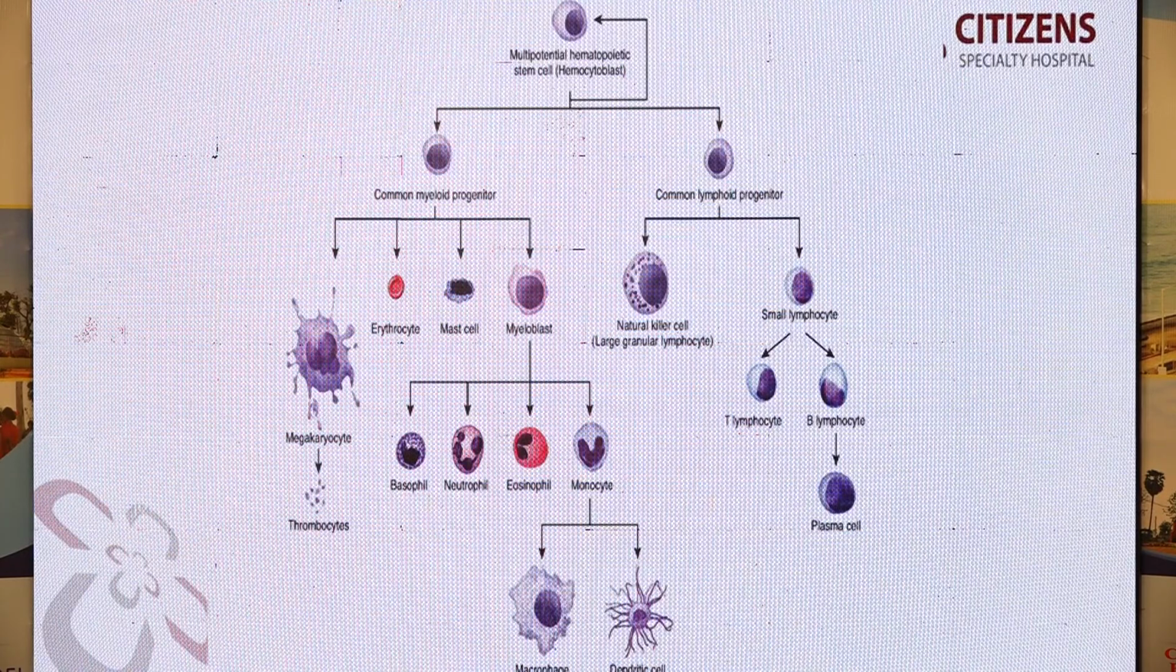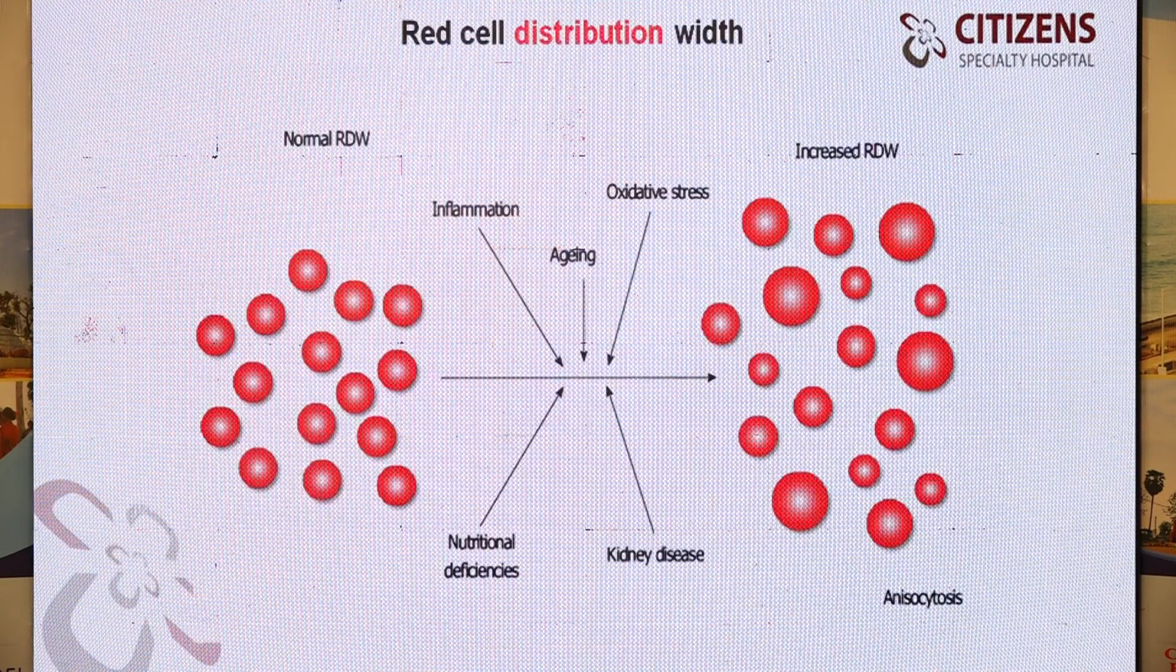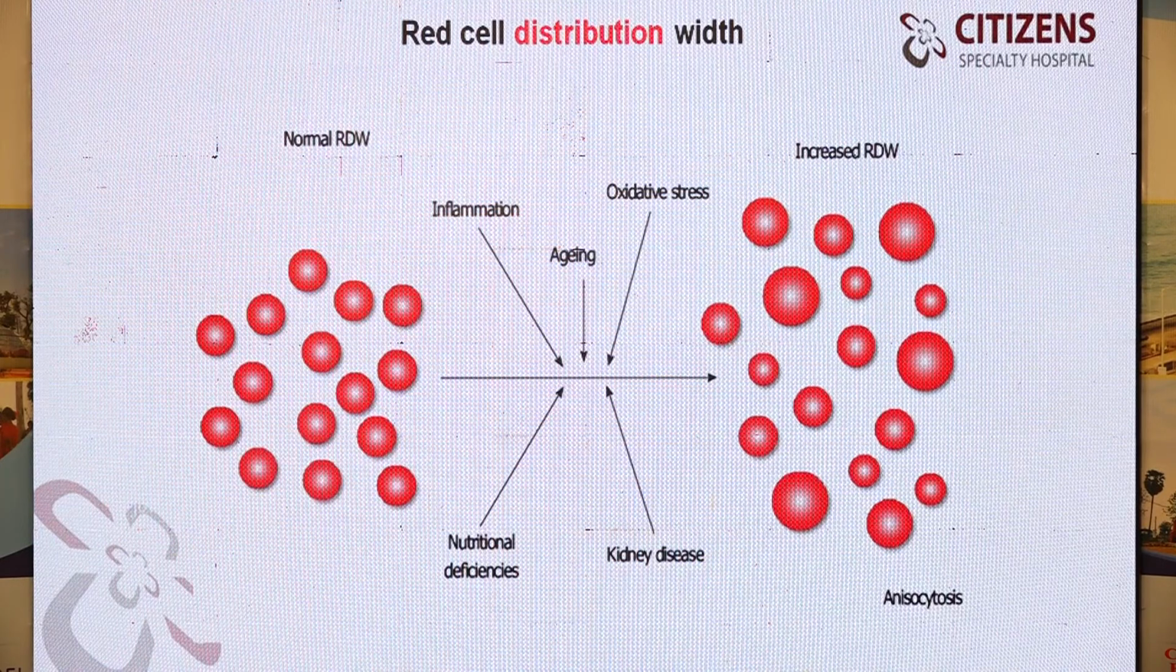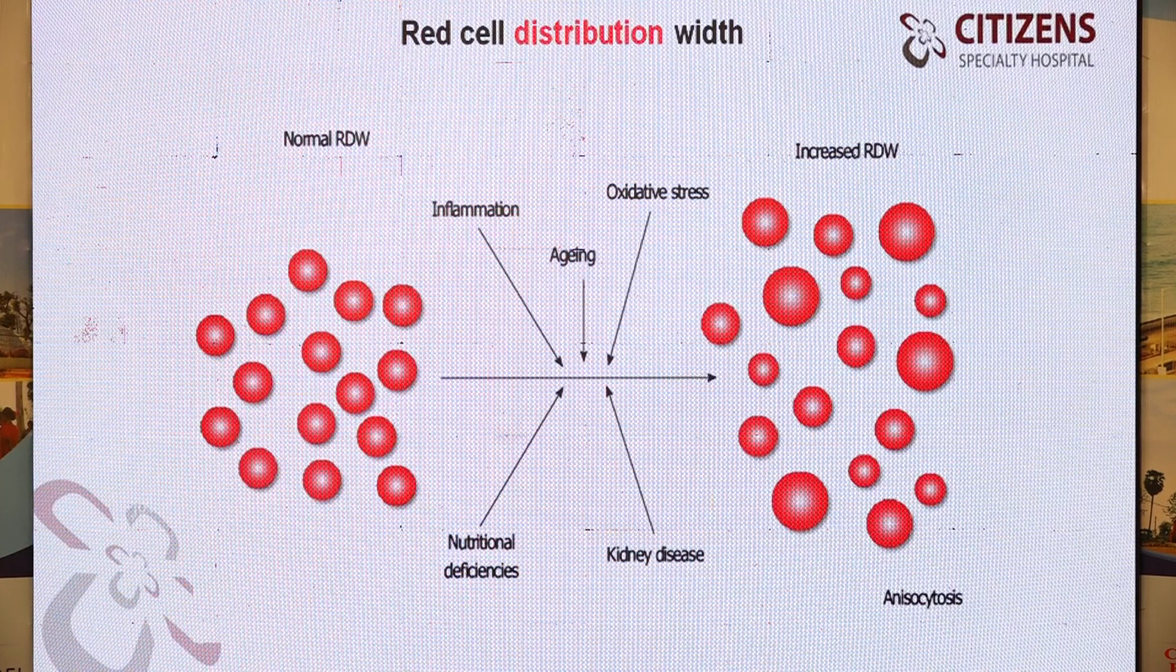So let's first look into the erythrocyte. Red cell distribution width and hospital mortality in patients with sepsis was published this year. It is not the red cell width, it is the red cell distribution width. When the patient is having inflammation, the cells change their morphology and are distributed widely. So red cells change in many conditions.